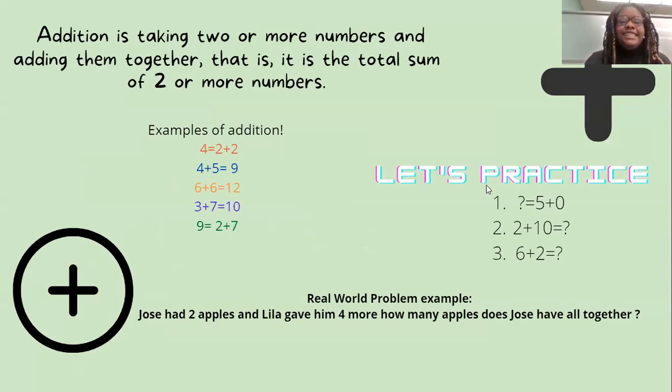So addition is taking two numbers or more and adding them together. That is the total, the sum of two or more numbers. So for example, 2 plus 2 equals 4, 4 plus 5 equals 9, 6 plus 6 equals 12, 3 plus 7 equals 10, and 9 plus 2 equals 7.